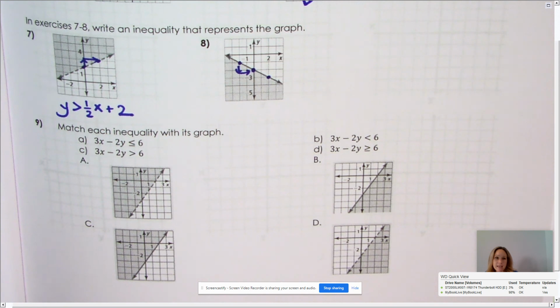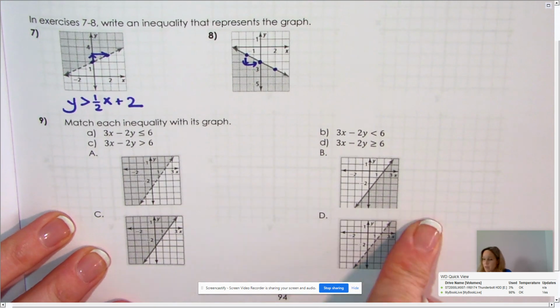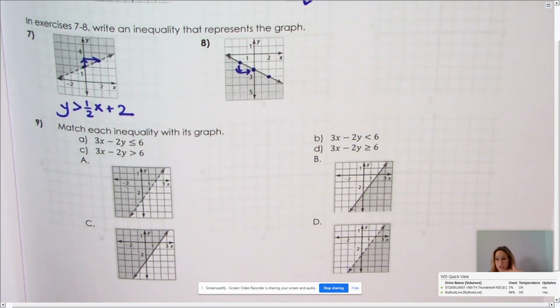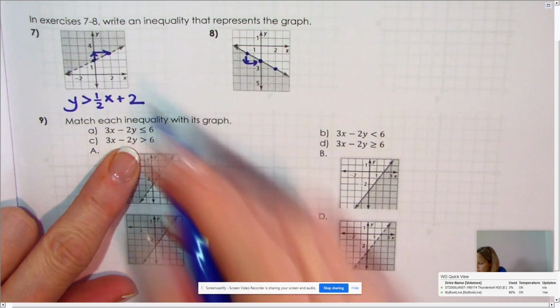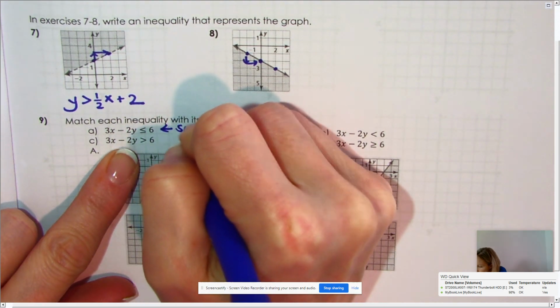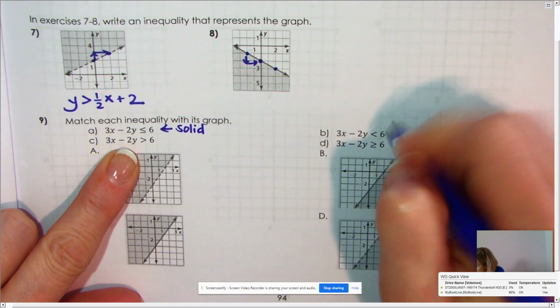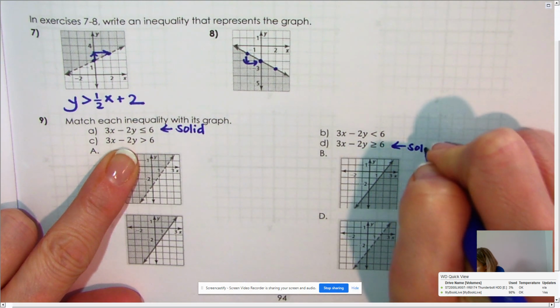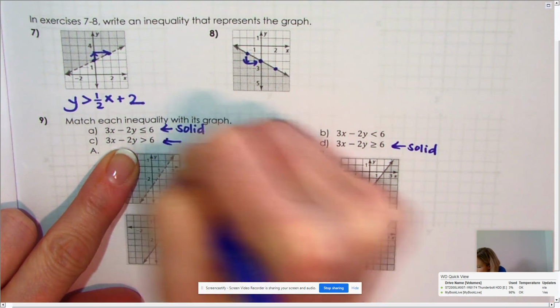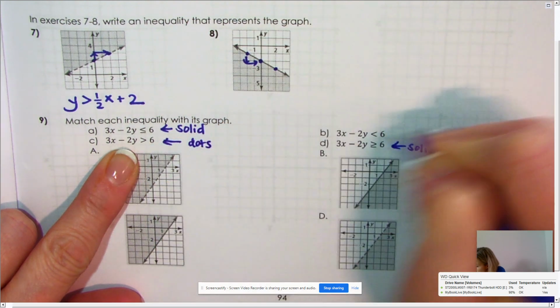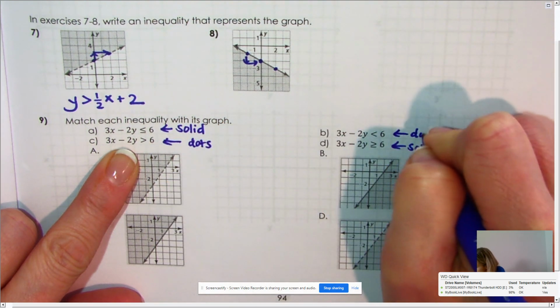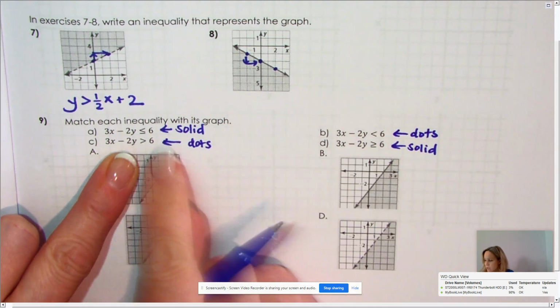Okay, question number 9 says match each inequality with its graph. Okay, so all of these look like the same line, but some of them are shaded up, some of them are shaded down, some of them have dots, some of them are solid. Okay, so I know this one has to be a solid line, and this one has to be a solid line. I know that this one is going to be dotted, just write dots, and this one is going to be dots. Right? Because it doesn't have the equal to.